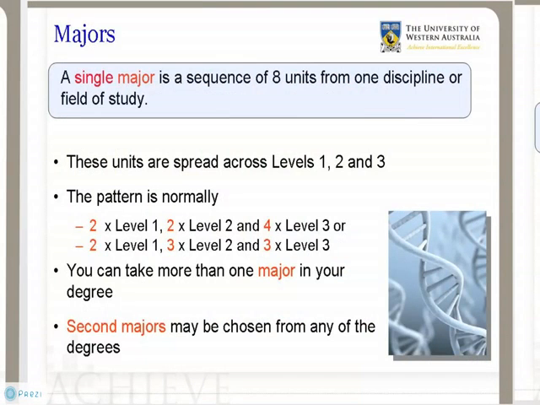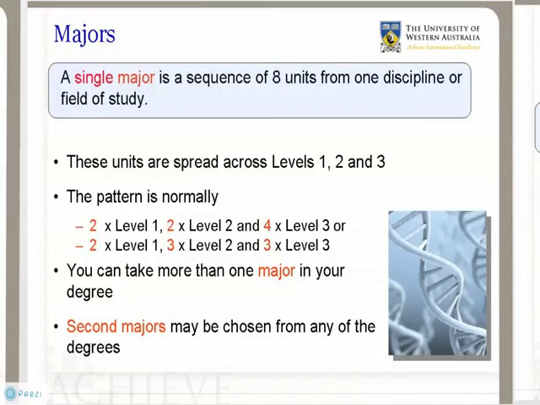So now onto a major. A single major is a sequence of 8 units from one subject area. A major must have units at levels 1, 2 and 3. The 2 different patterns of majors are on the screen. It's good to know that you can take more than one major, and your second major can be chosen from any of our undergraduate degrees.